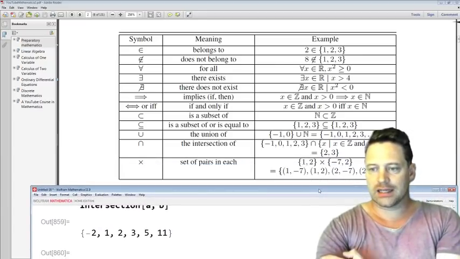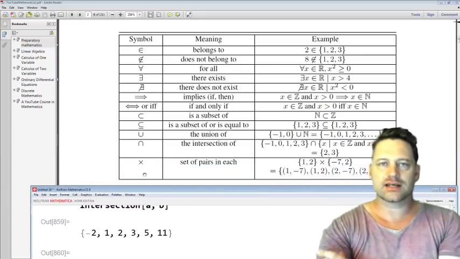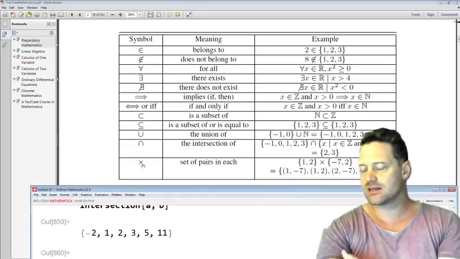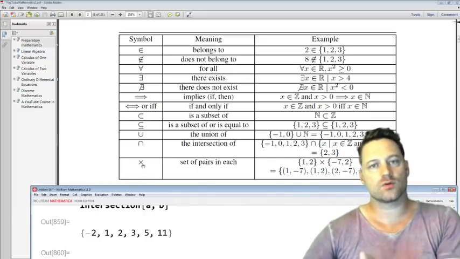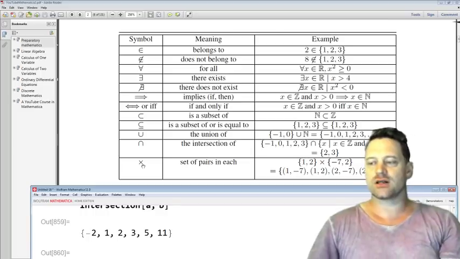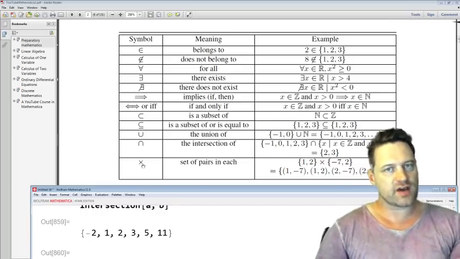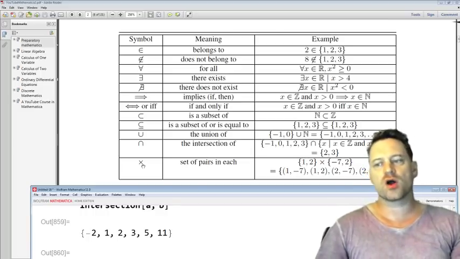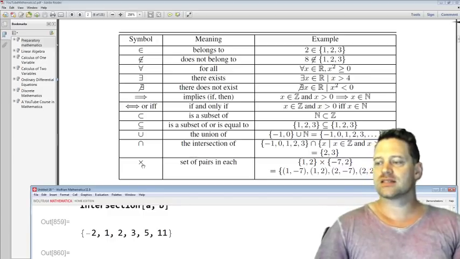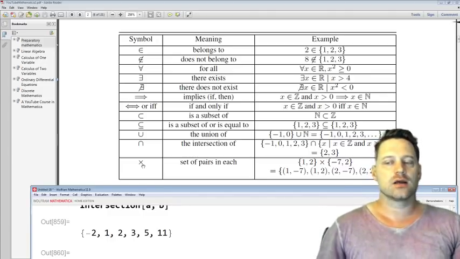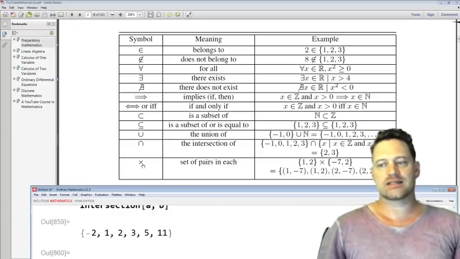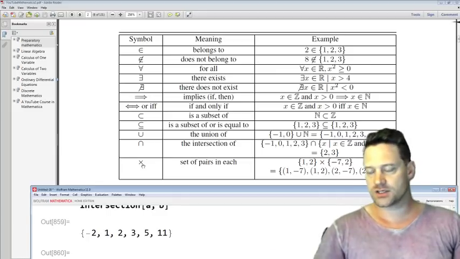Okay, now finally, we have this symbol. It looks like times, right? So if you're using this with two numbers, well, then you probably mean multiplication. If you're using it with two vectors, then you probably mean the cross product. But if you're using this with two sets, well, then you probably mean the Cartesian product, which basically means the set of pairs taking one from each.